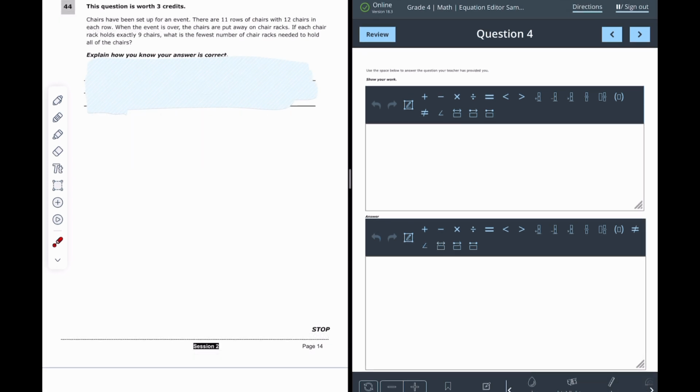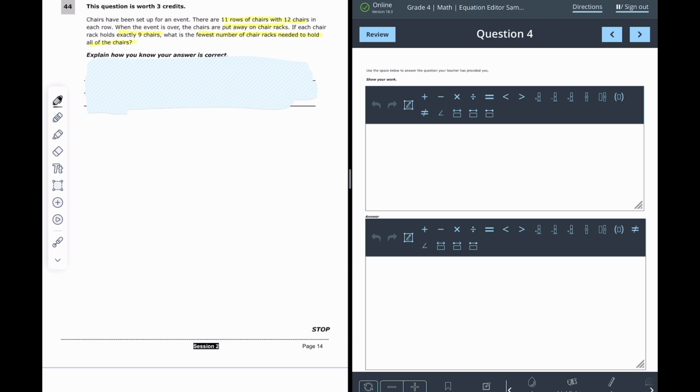All right, we're finally up to the last one. This is a 3-point problem. So I have to explain how I know my answer is correct for this one. So it's not so much to show your work, but there's some explaining I have to do. So chairs are being set up for an event. There are 11 rows of 12 chairs. When the event is over, they put the chairs away on racks. Each rack holds 9 chairs. What's the fewest number of racks they need to hold the chairs?